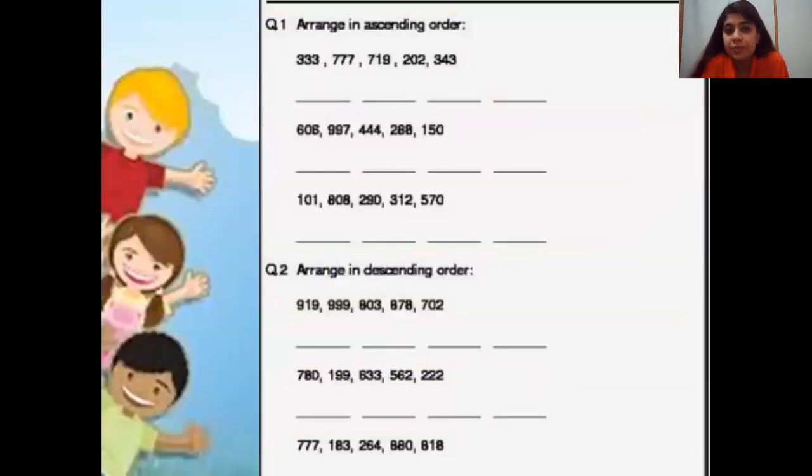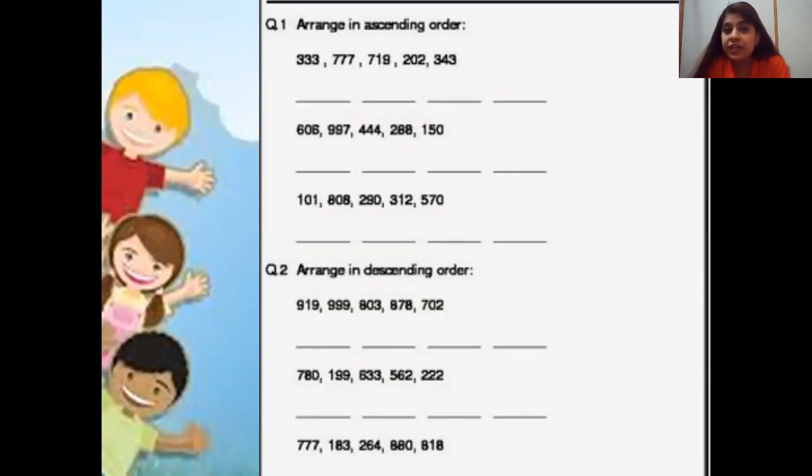Now, I have this practice sheet with me. I'll do one sum in this practice sheet, and the rest I'll send you on Snap homework. You will do it on your own. Okay. Now, my first question is, we have to arrange in ascending order. Keep this in mind that ascending order means going from a smaller number to a bigger number.